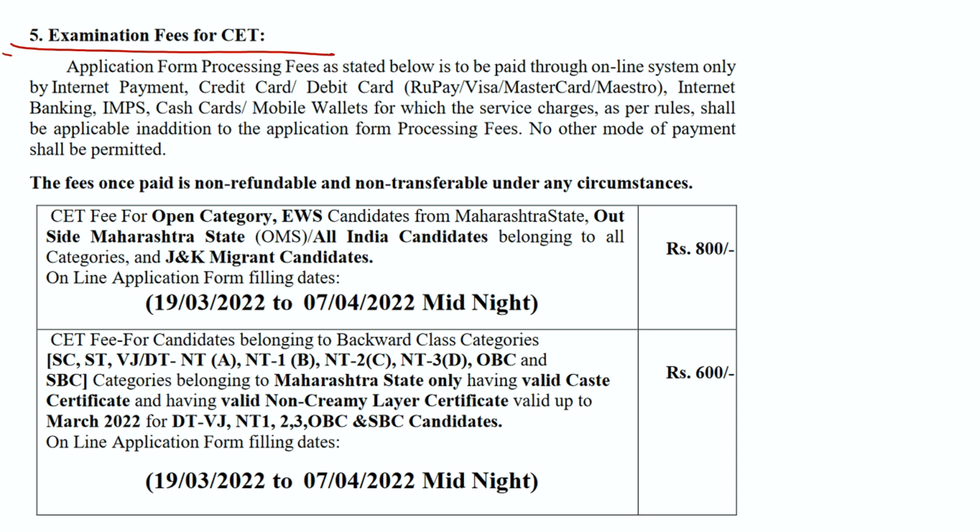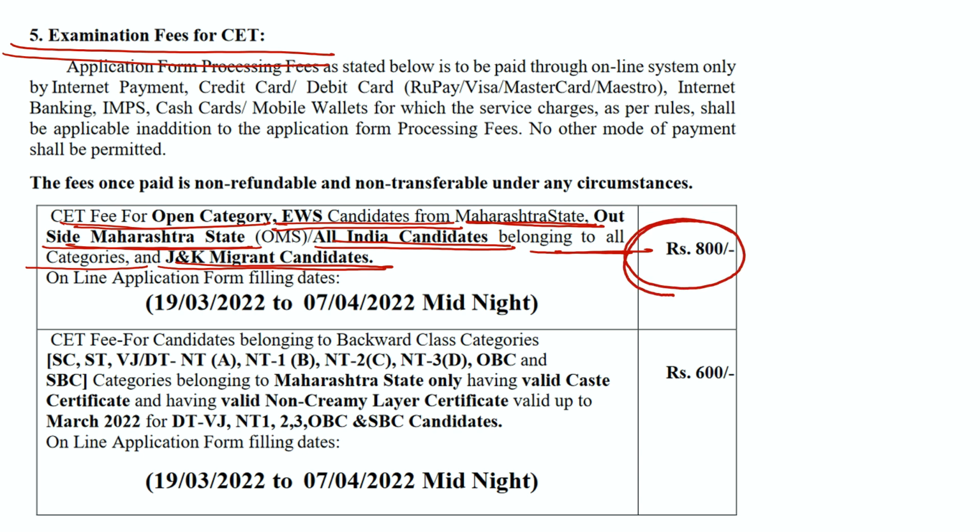Okay, examination fees for the exam. CET fee for open category, EWS categories from Maharashtra state, outside Maharashtra state, OMS, all India category belonging to all categories, and JNK migrant candidates, your fees is rupees 800, right? Those are if you are from the state of Maharashtra, these categories, and if outside Maharashtra, these categories, the fees is 800.